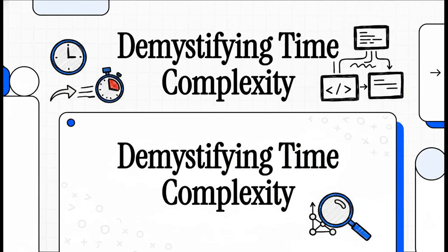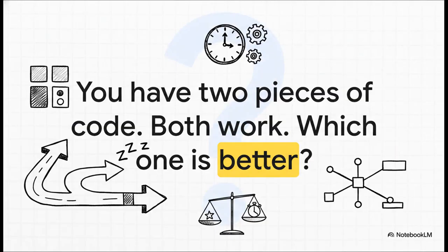Welcome to The Explainer. Today, we're going to tackle a topic that sounds kind of scary, but is basically a superpower for any programmer. We're talking about time complexity. We're going to break it all down so you can look at code and know almost instantly how good it is. All right, let's just dive right in with a situation every single programmer has faced.